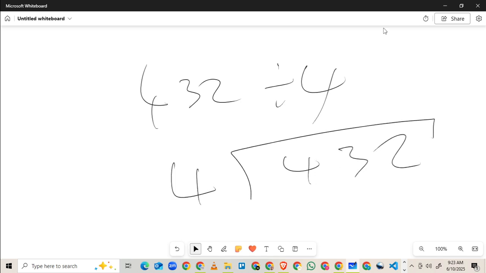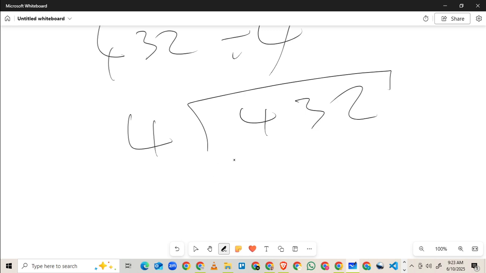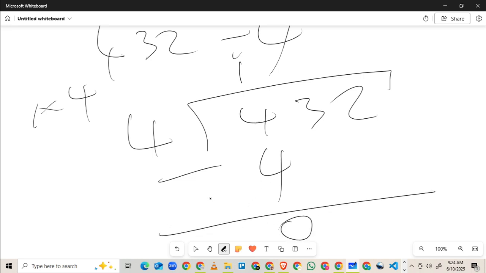432, right? So what we're gonna say, how many times does 4 go into 4? Once. Then what's 1 times 4? 1 times 4, that's 4, right? Now we're gonna say, what's 4 minus 4? 4 minus 4 is 0. Then we're gonna say how many times does 4 go into 0? 0 times, right? And then there's not much we can do.